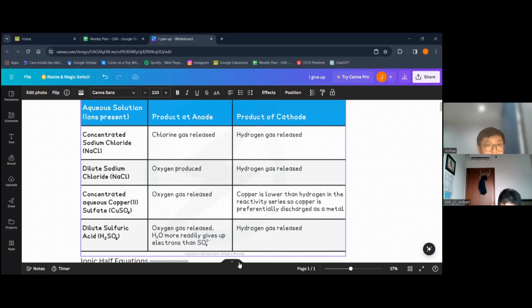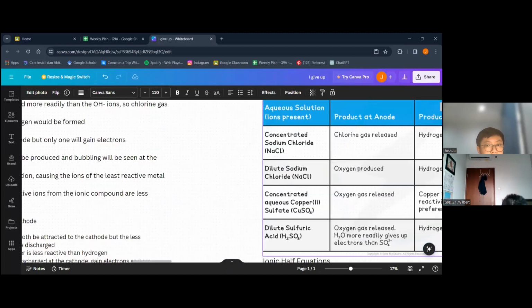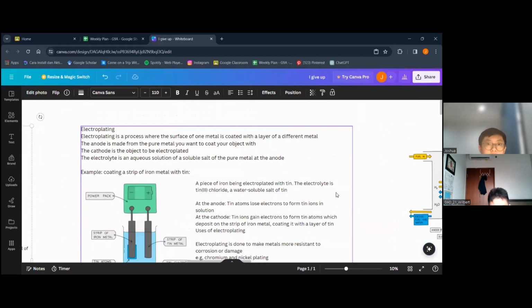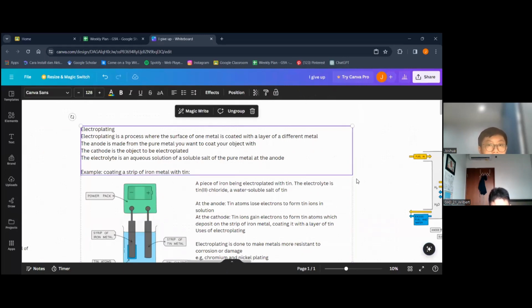Following that, next is electroplating. For electroplating, it's basically covering up another object with a certain type of metal, which includes silver, copper, and many others. So the anode is made from the pure metal you want to coat your object with. For example, you want to make something shinier, more pretty, or more attractive. So you want to make a spoon shine like gold. Then at the anode, you will put the spoon. The pure metal here refers to the spoon in its original state.